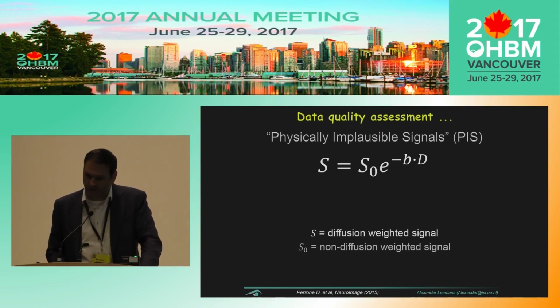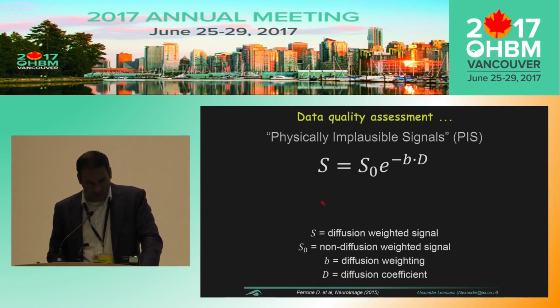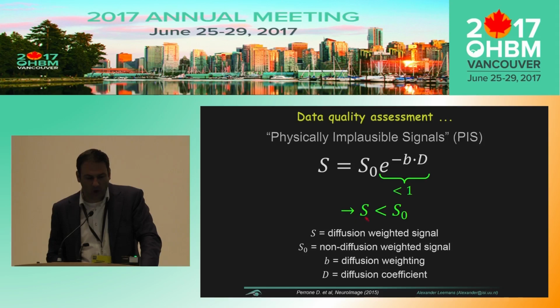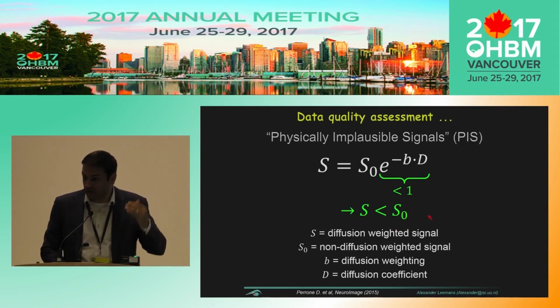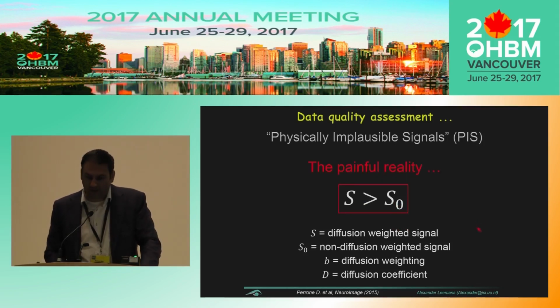And if you look at our diffusion signal over here, well, we know that e to the minus something positive should always be smaller than 1, meaning that our diffusion weighted signal is always lower than the non-diffusion weighted signal. This is what we expect, right? This is the entire principle of our diffusion attenuation. But in practice, we notice that there's many regions where the signal is actually larger. The diffusion weighted signal is larger. Okay? So this is artifactual.